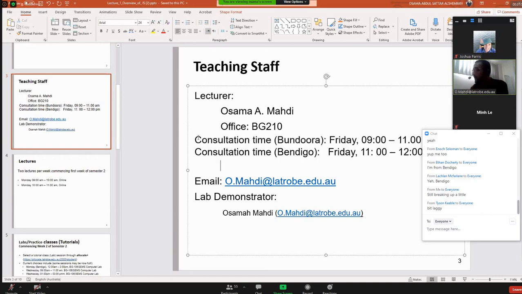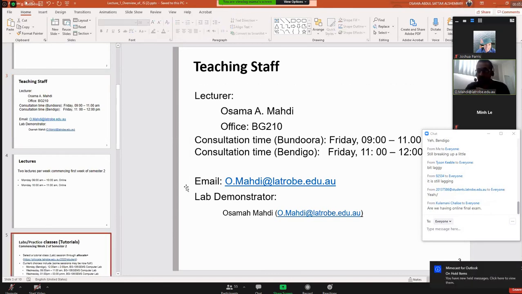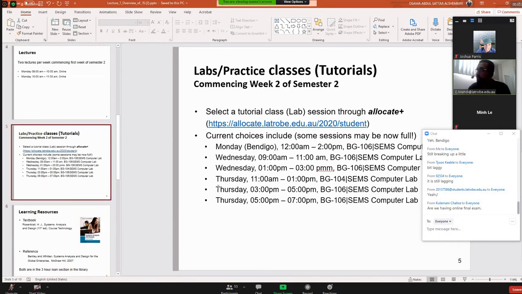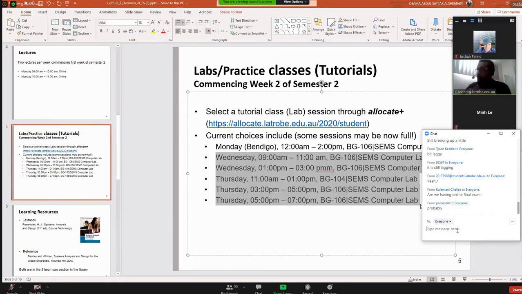Again, these consultation times, please don't miss them. Just to review everything again: for information system, you have one lecture, 2 hours, Monday 9 to 11. Then the labs: we have 6 labs. One on Monday is mainly designed for Bendigo students, and Wednesday and Thursday have the other 5 labs for Bandura students.